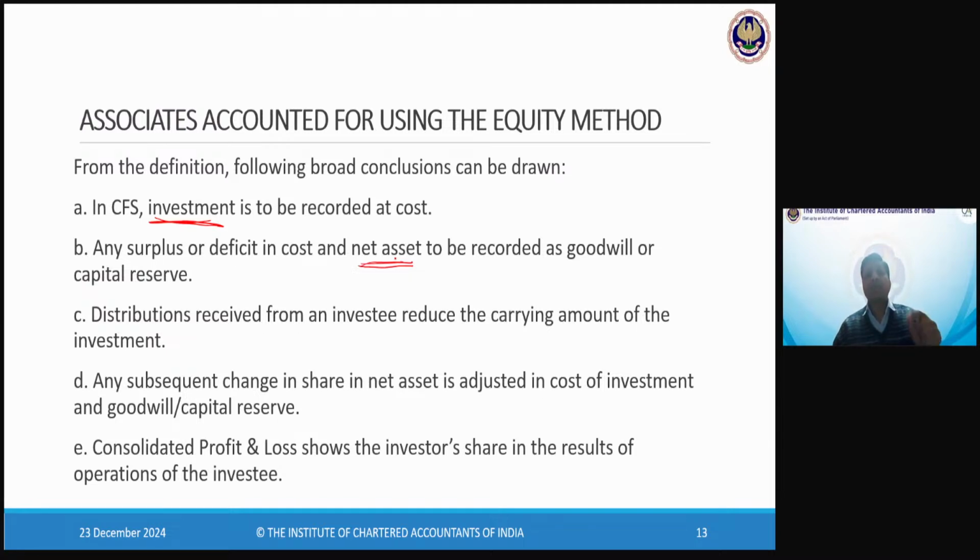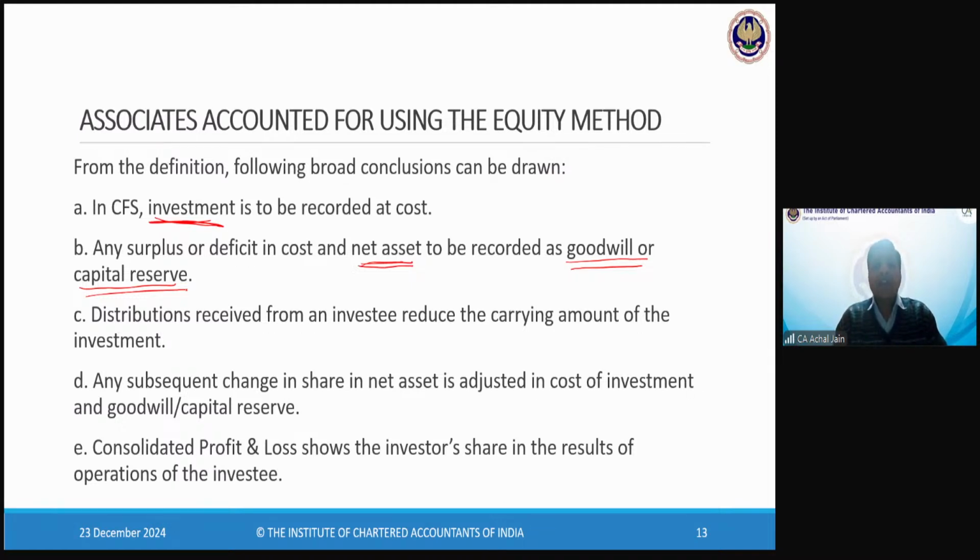Further, similar to what we discussed in case of holding and subsidiary, whenever any purchase consideration is paid, and if that is in excess of the proportionate net assets, or short as compared to the proportionate net assets, we used to recognize goodwill or capital reserve in case of holding and subsidiary. I'm talking about AS21. Correct? Similarly, you are required to compute goodwill or capital reserve in case of associates as well.